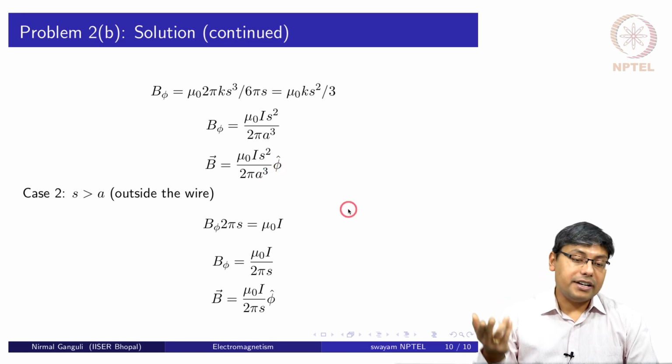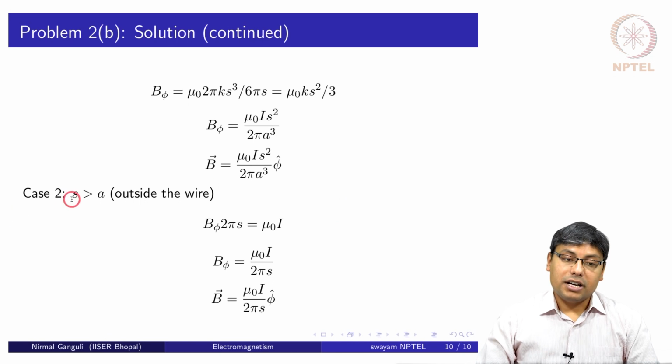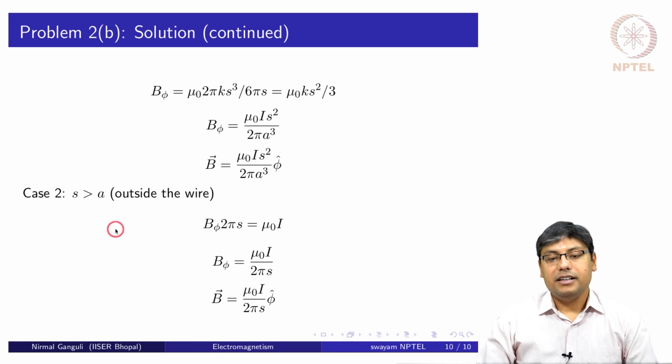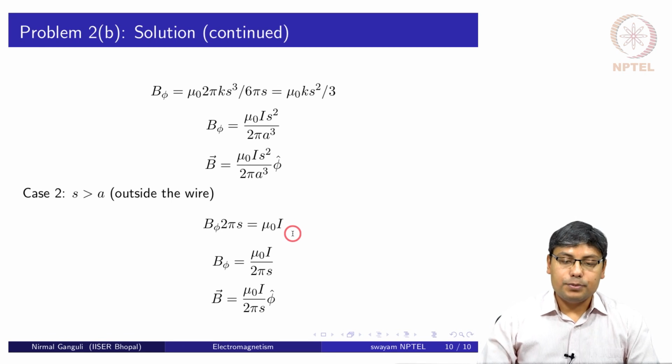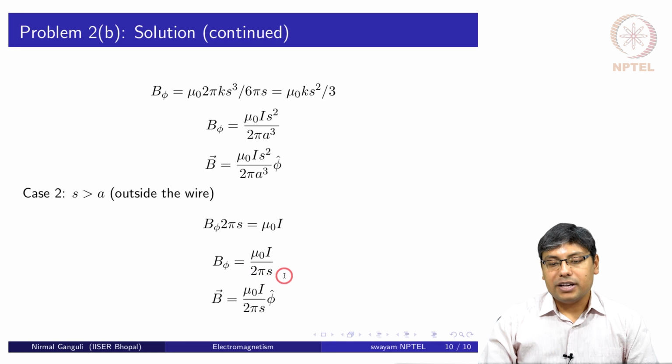How about outside the wire? Outside, where S is greater than A. So, the phi component of the magnetic field times 2 pi s for a similar kind of Amperian loop will give us mu naught times the entire current I, because every current is enclosed within that loop. So, B phi can be given as mu naught times I over 2 pi s, and in its vector form B can be expressed as mu naught times I over 2 pi s along the phi cap direction.